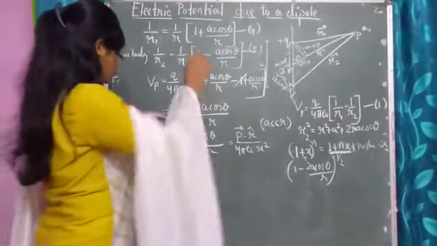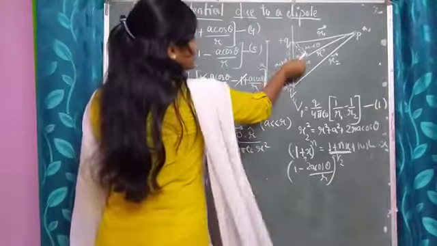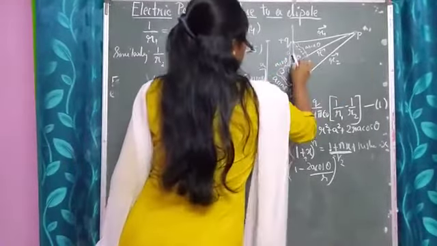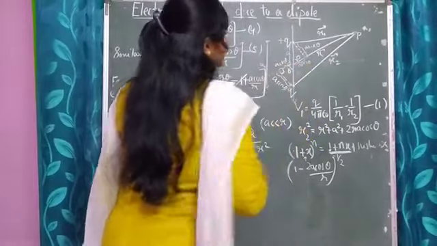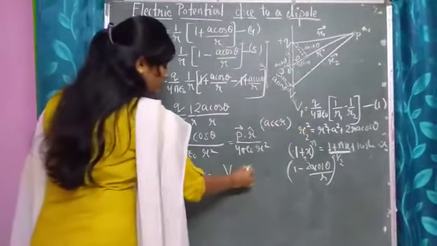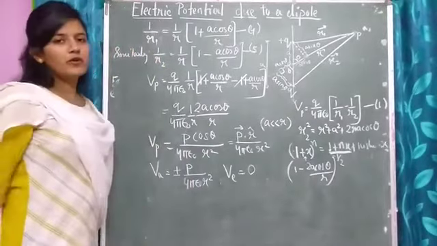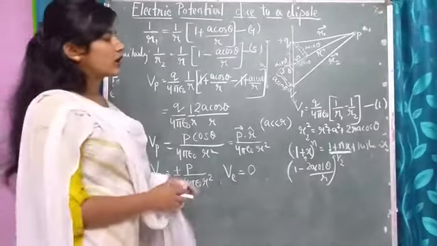And what will be the equatorial value? If you go for the equatorial point, the theta value becomes 90 degrees. So for 90 degrees the value will be 0. So this is the expression of potential due to a dipole.